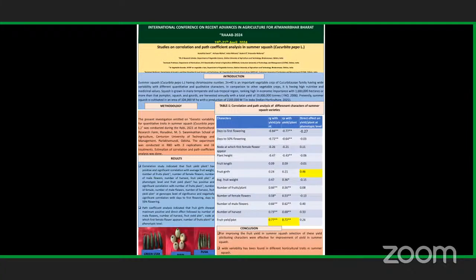At the end, we conclude that among the 16 cultivars we have taken, the 3 cultivars Green Star, Bipin, and Pusa Alankar have a positive effect and are superior varieties with the highest yield and number of fruit per plant, and wide variability has been found in the different horticultural traits in summer squash.